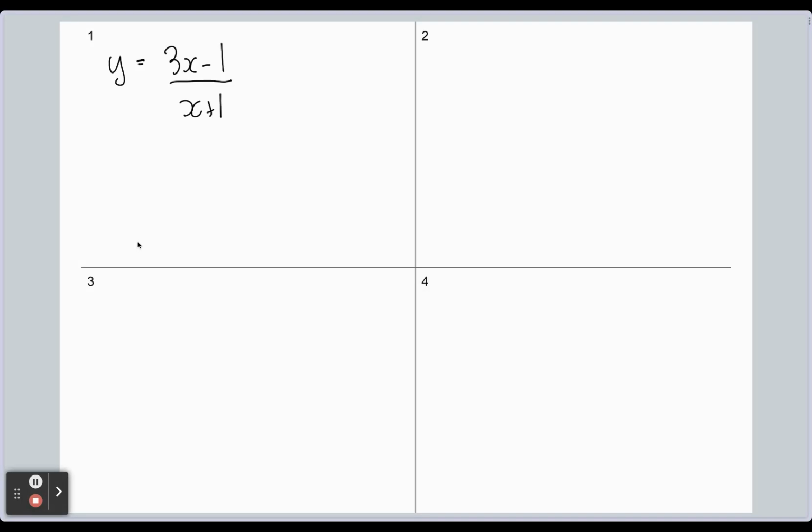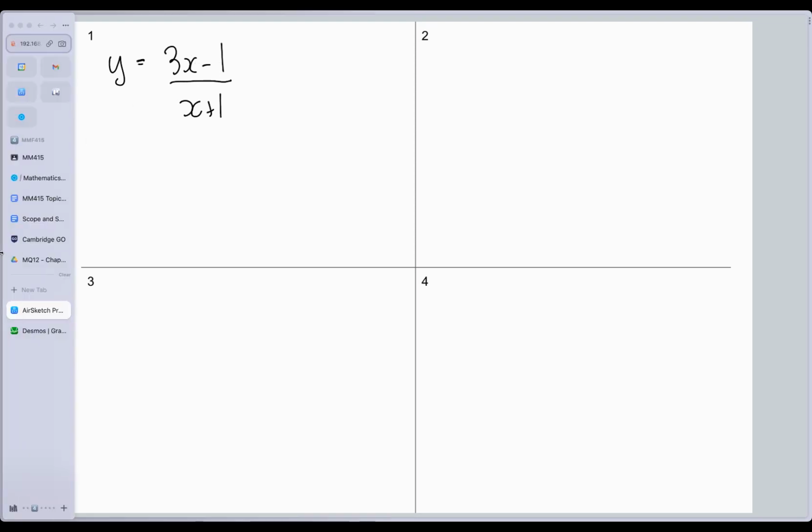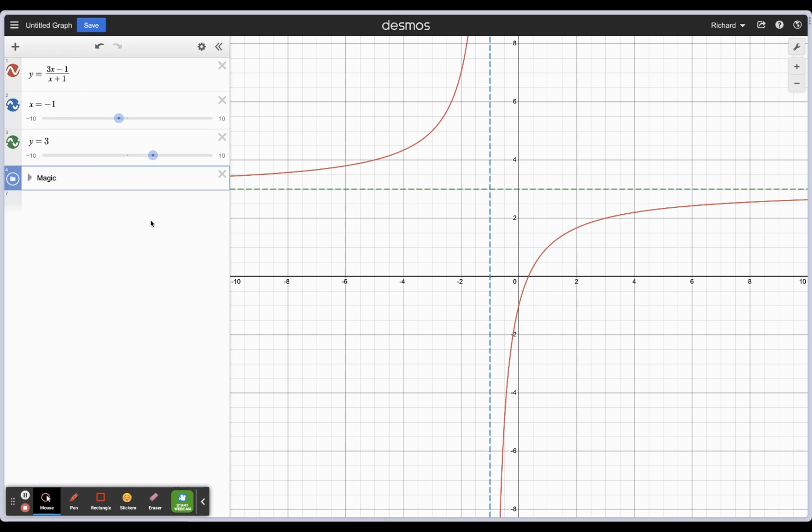So what do we do if our hyperbolic function has an x term in the numerator, the top of the fraction? It is still a hyperbolic function. Let me show you in Desmos. Here it is, y equals 3x minus 1 over x plus 1. Has that hyperbolic shape. It's symmetrical along the diagonal.